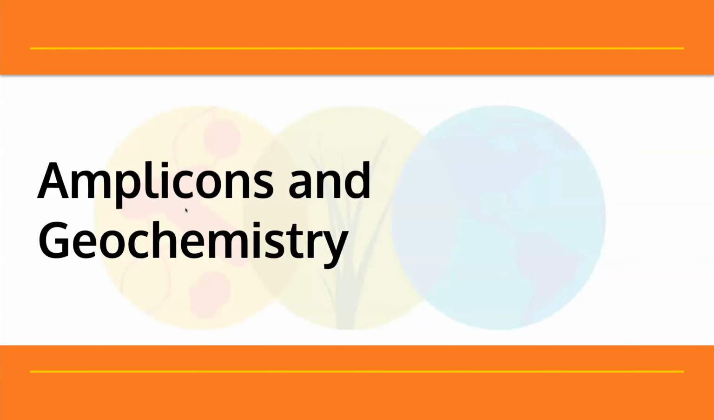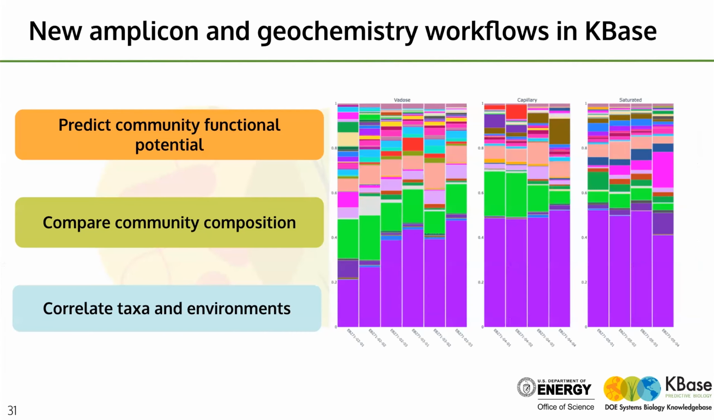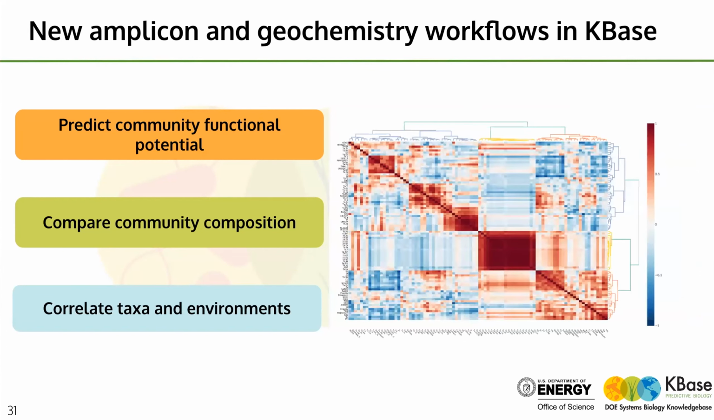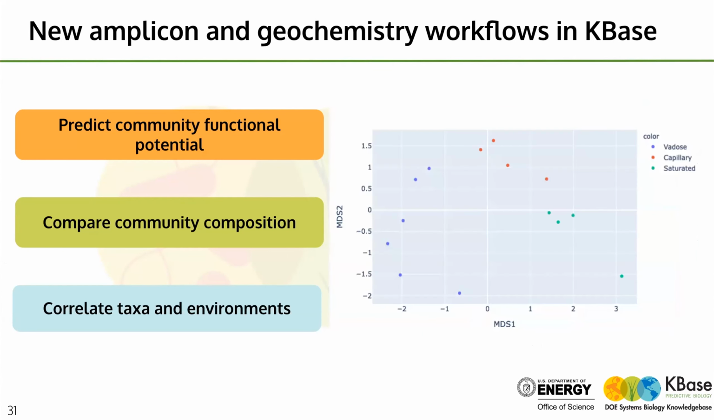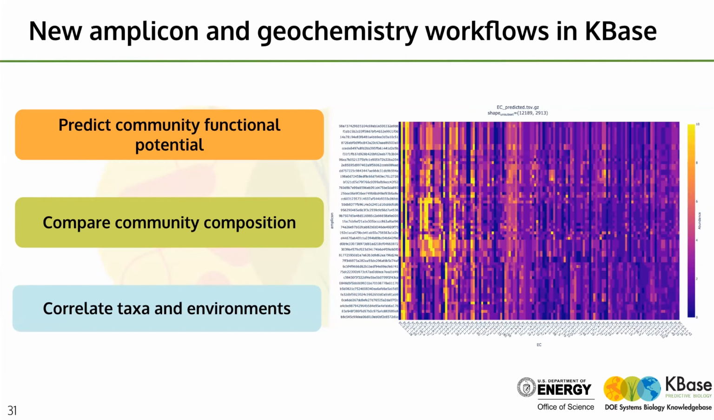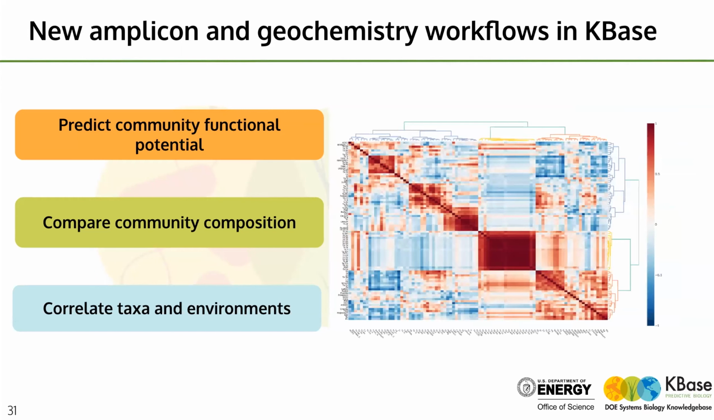Okay, so now that I have my data on system and it's properly organized and I've shared it with the right people, we can begin to work together to do something interesting. So this sort of goes into how we use sample and amplicon analysis and samples and chemical abundance. So over the past little while, we've added a fair number of applications, we call them apps, on the system that allow you to create plots like you're seeing on the right over here.